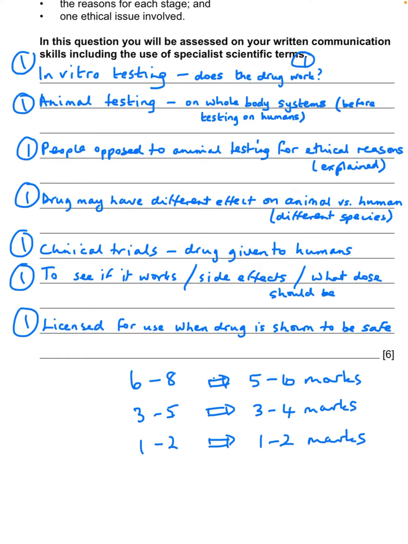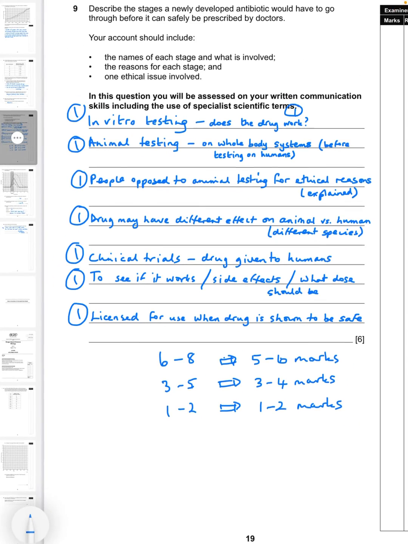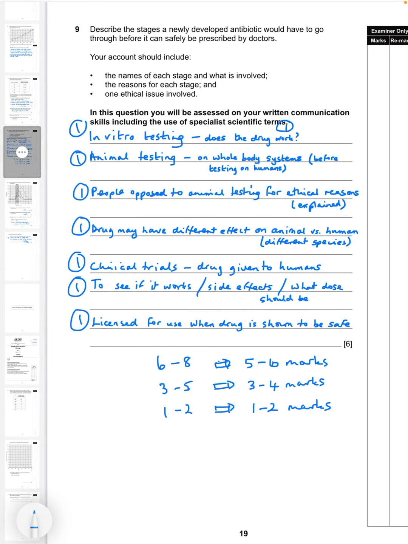Okay, so if you got between 6 and 8 of those points, you would get 5 or 6 marks. Between 3 and 5 is 3 or 4 marks, and 1 to 2 is 1 or 2 marks. And the way it's done is the second mark in each bracket is assessing your written communication skills and the use of specialist scientific terms. So using full sentences to actually write your response, capital letters, full stops, and then scientific terms as appropriate.